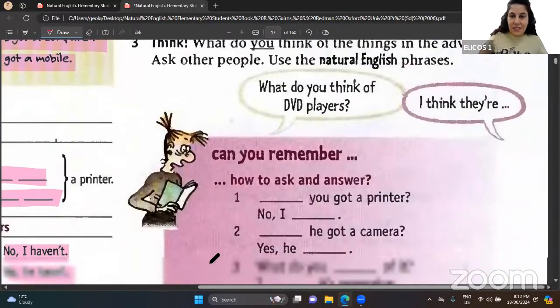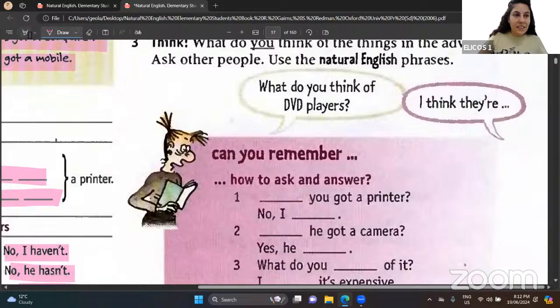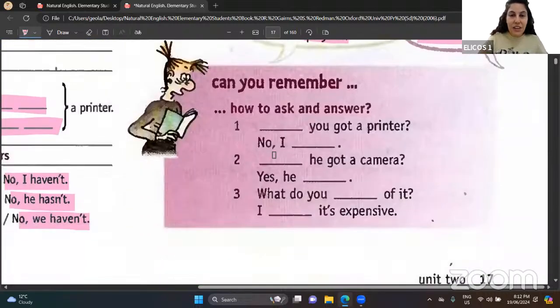Okay, so what do you think of DVD players? What would you say? I think they're unnecessary now because people have Netflix, lots of other, they watch movies online. So I think they're unnecessary. So how to ask and answer.